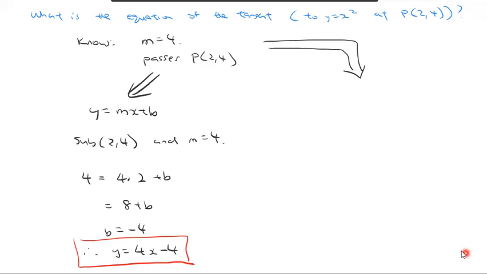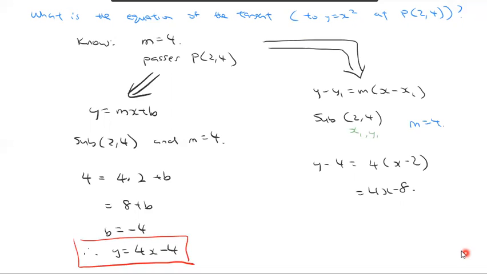Probably. So there's what's called the point gradient formula, where you go y minus y1 equals m times x minus x1. If you prefer the one on the left, I don't mind. It doesn't really matter. The ultimate end result will be the same, and the information you start with is the same. You just sub in (2, 4), where this is x1 and this is y1, and m is 4, and that just means I'm going to get y minus 4 equals 4 times x minus 2, a bit of expansion, and you're done. You'll get the same answer.